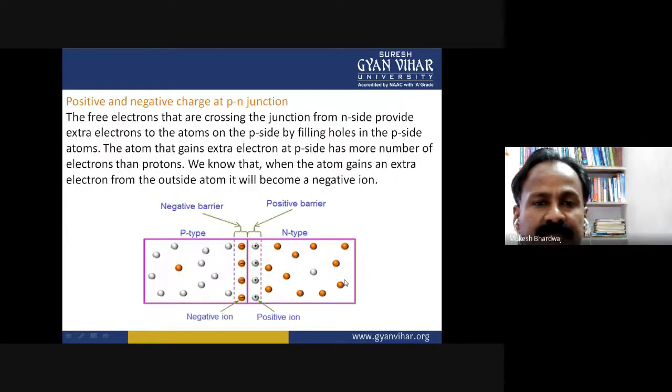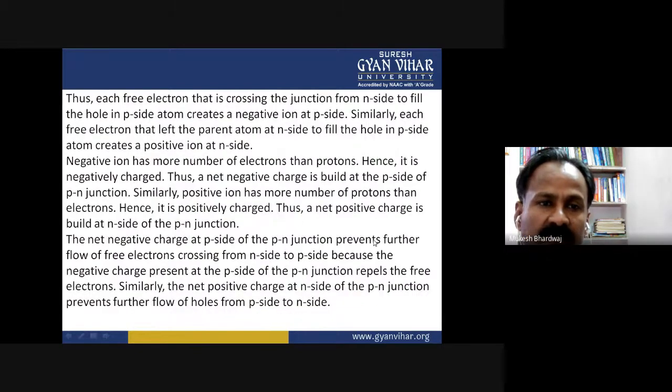Already covered. So, this we had seen. Each free electron that is crossing the junction from n side to fill a hole leaves a positive ion, and a negative ion on the other side. This we had covered.